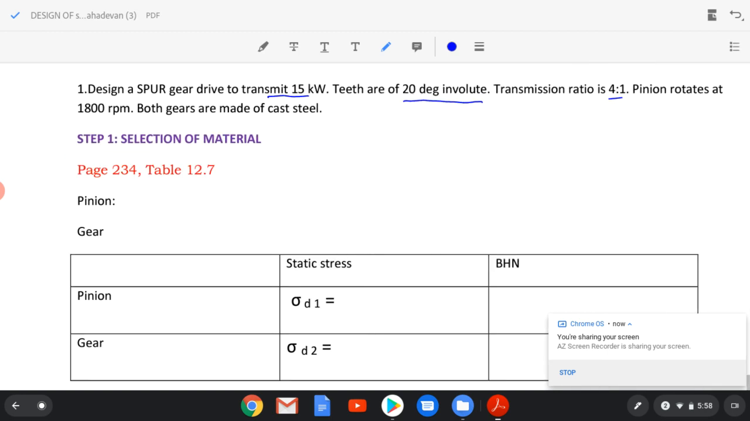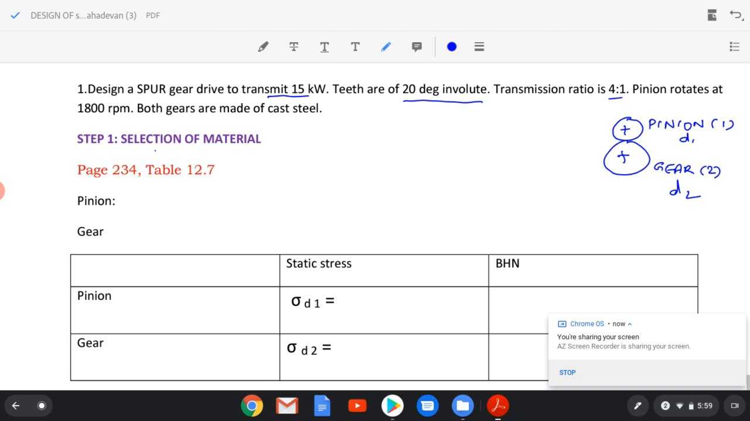In a spur gear drive, there are two gears. The smaller gear is called the pinion, usually denoted with a suffix 1, and gear have a suffix 2. So diameter D1 represents diameter of the pinion and D2 represents diameter of the gear.